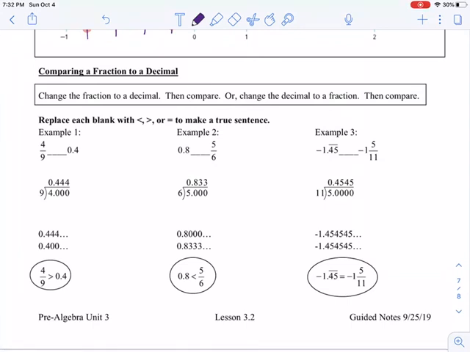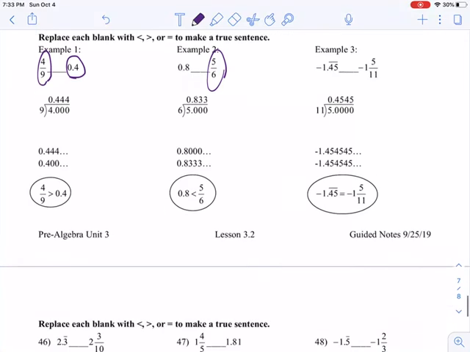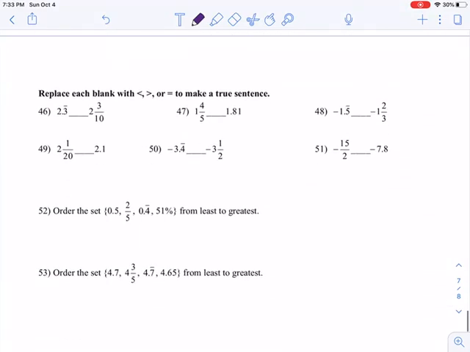When you're given 2 different types of rational numbers, you can change one to the format of the other one. So here's 3 examples. Like this one was a fraction versus a decimal. So if you turn the fraction into a decimal, then you can compare them. And they did the same thing with example 2. They turned 5/6 into a decimal and then compared them. So you just have to make sure they are in the same format in order for you to compare them.